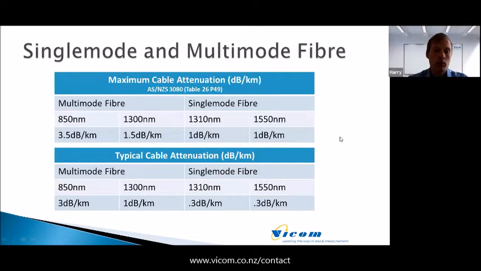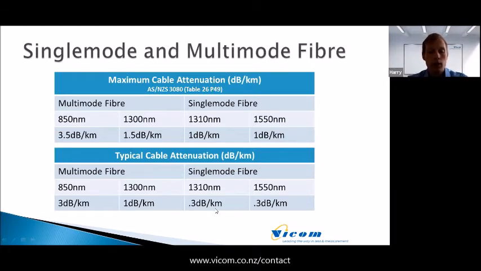So attenuation of fiber. As I mentioned, multi-mode fiber doesn't perform as well over longer distances as compared to single mode. And this is shown in the attenuation, or dB of light loss per kilometer, of a particular fiber. We can see that for multi-mode fiber, at 850 nanometers of light, you're getting about 3 dB per kilometer of light lost along a fiber as opposed to single mode fiber of 0.3 dB.